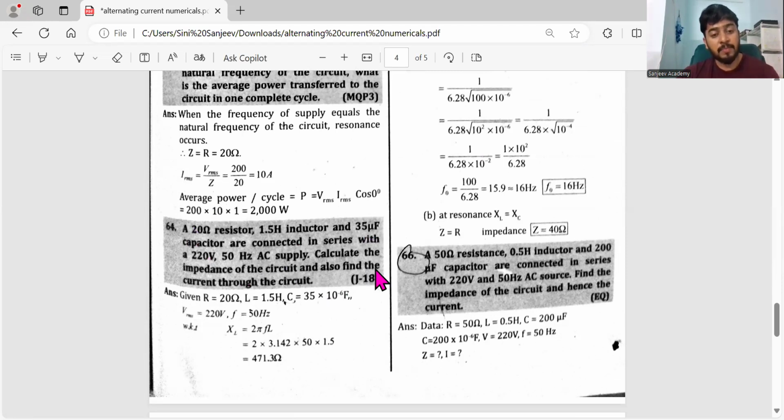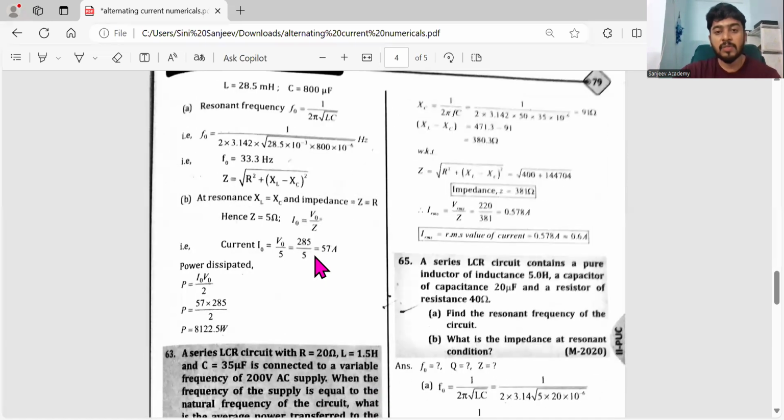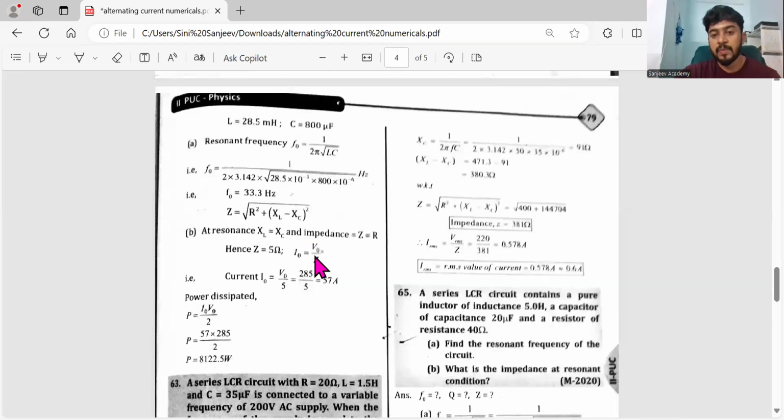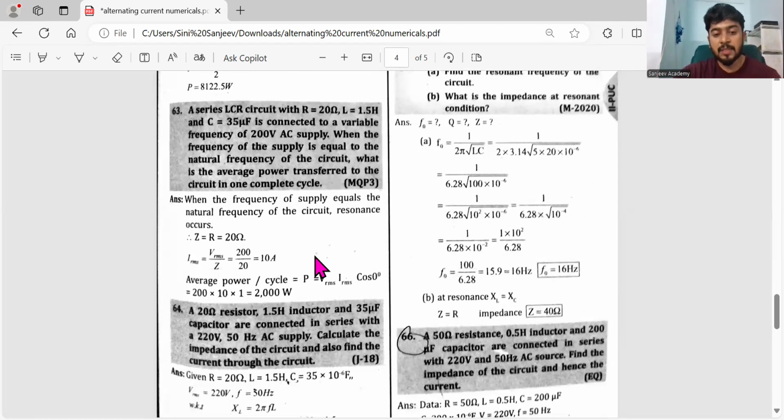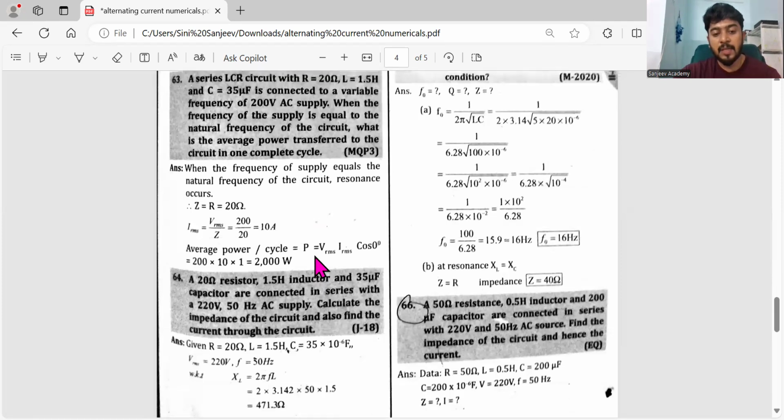They're asking about impedance. Impedance is basically Z. Z is equal to root of R square plus XL minus XC the whole square, and that I have to find. The resistance is given: a 20 ohm resistor. But XL and XC are not given, so I have to find them.